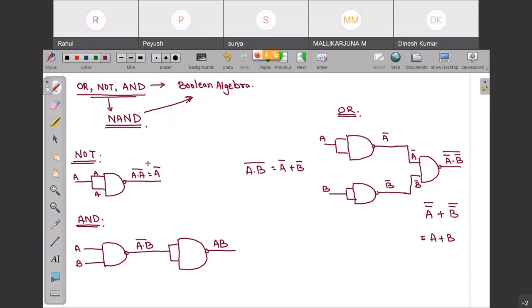This is OR gate. You can see for construction of NOT I require one NAND gate. For construction of AND we require two. For construction of OR we require three NAND gates. Okay, is this clear?